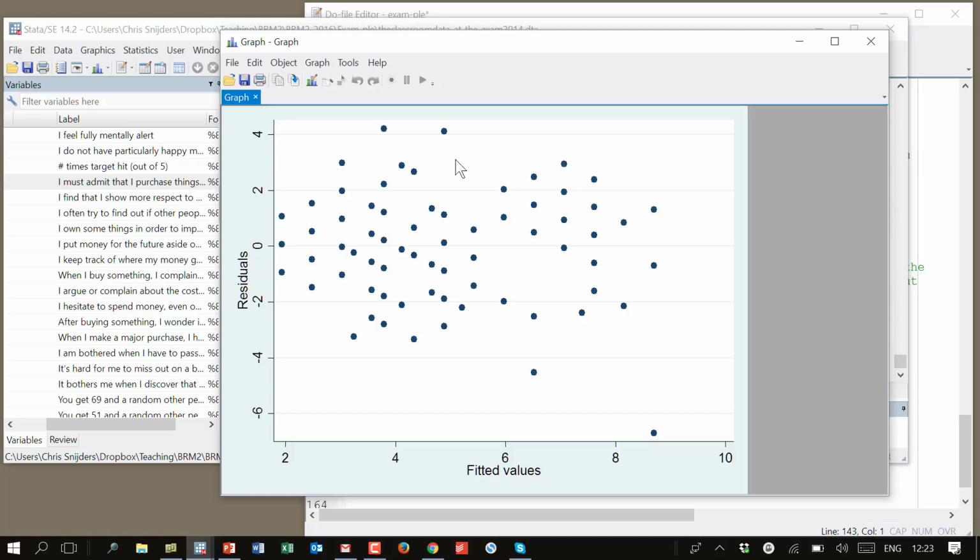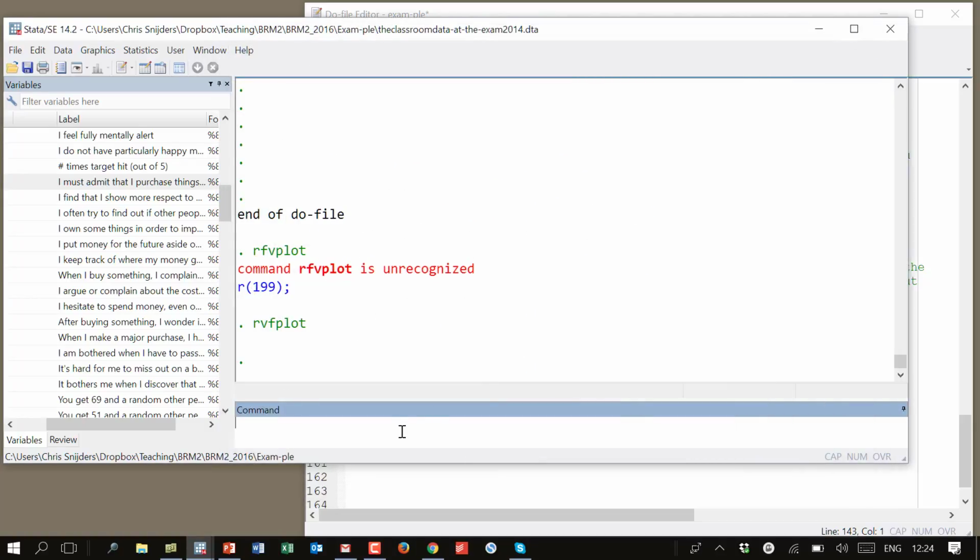And then still it's complicated because you have to judge this. Is this more or less a straight line or not? And very often it's not so obvious if that really is the case. So that's the residual versus fitted.